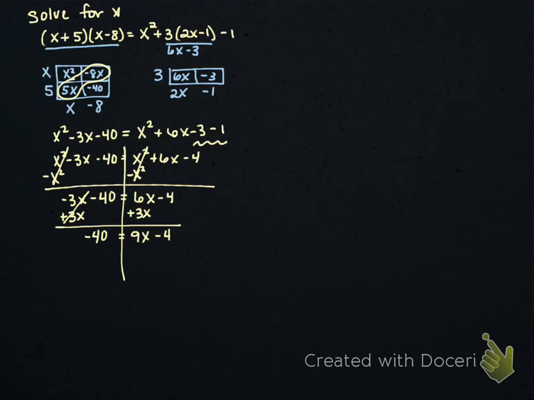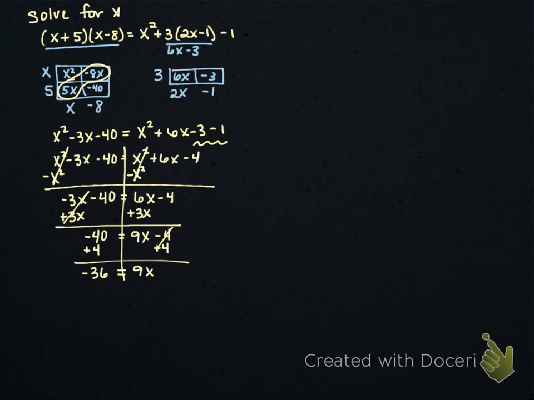Because we want all the x tiles to be all by themselves, we need to get rid of those negative 4 1 tiles. And in order to do that, we can add 4 positive tiles to cancel out with the 4 negatives. This will leave us with negative 36 equal to 9x.